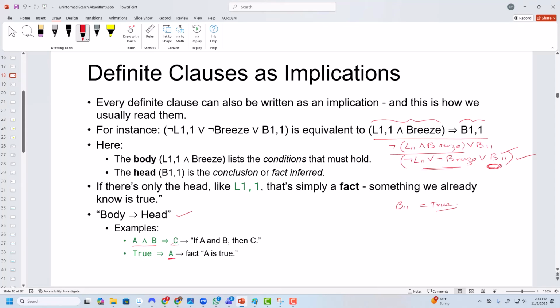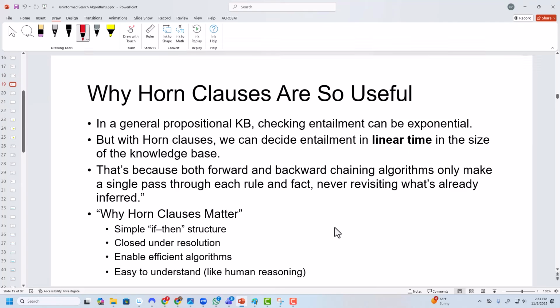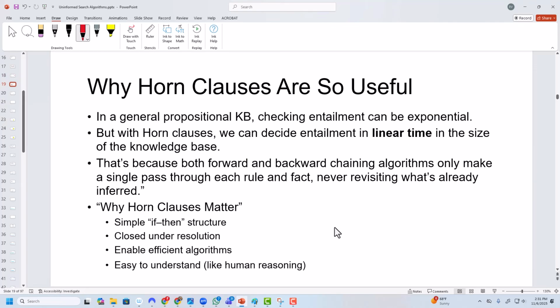So why are Horn clauses so useful? They are simple, and they make inference fast. In a general propositional knowledge base, checking entailment can be exponential. Like we said, with all possible combinations, if we have n clauses, you can have two to the power n combinations, which is exponential. But with Horn clauses, we can decide entailment in linear time in the size of the knowledge base.